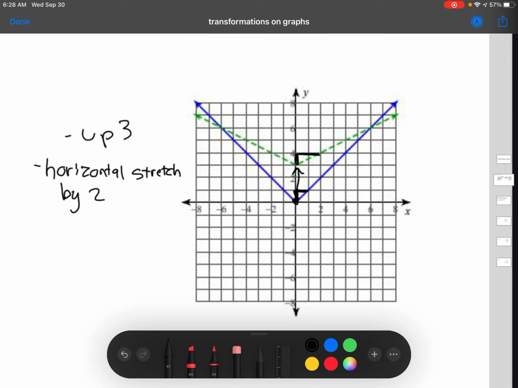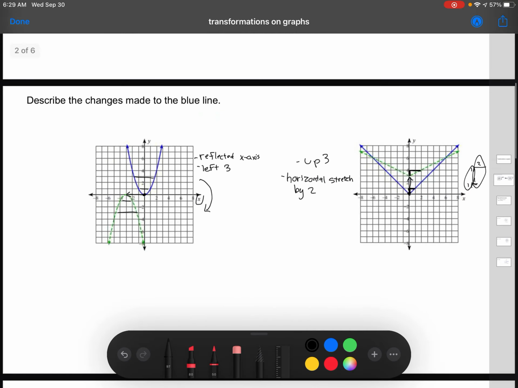Since it's up, it went from 1, 1 to 1, 2. The ones are still the same. It was just that 1 to 2 that changed. So it didn't do anything vertically. It only did something horizontally. These are our only two there.